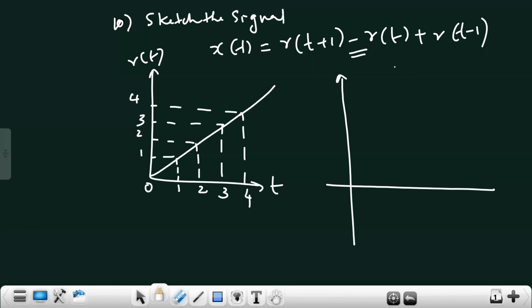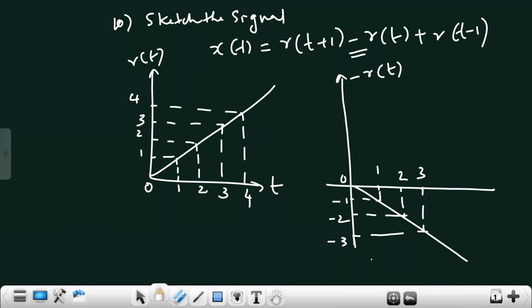So when we reverse the amplitude, the graph will be shifting downwards like this. At 0 you are having 0, at 1 you will be having negative 1, at 2 you will be having negative 2, at time t equal to 3 you will have negative 3. Similarly, at t is equal to 4 you will be having negative 4, etc. This is minus r of t, which you can treat as figure number 1.